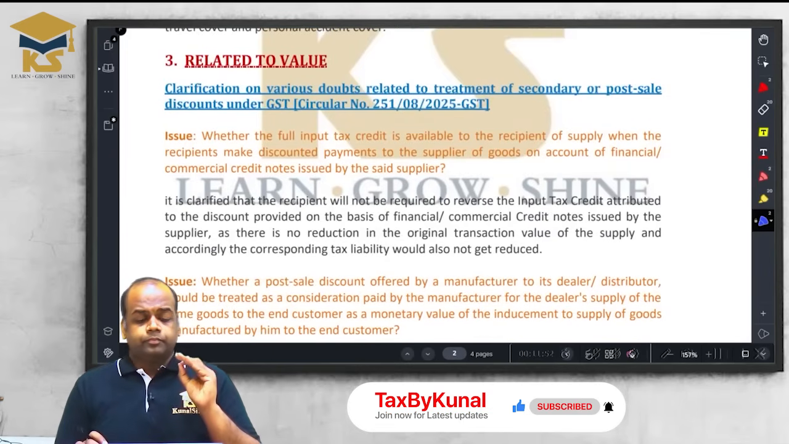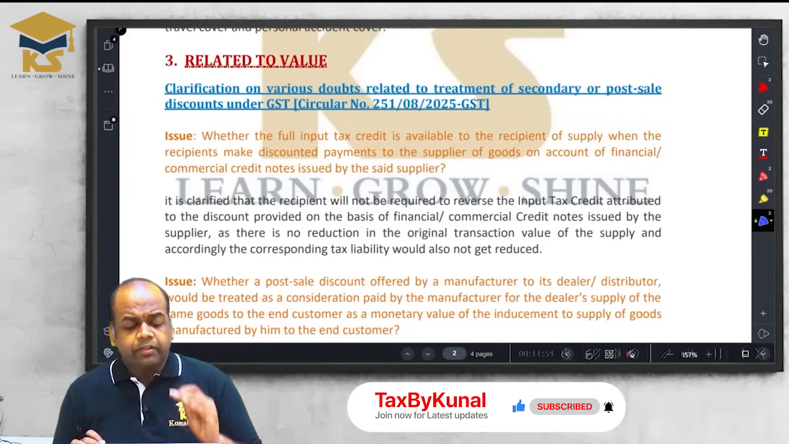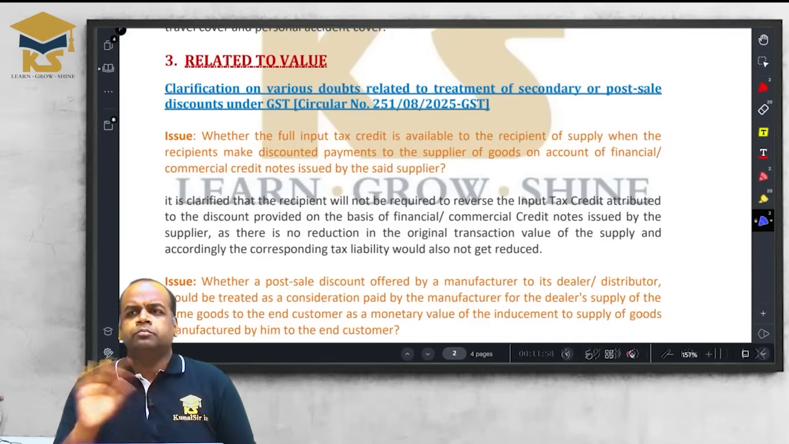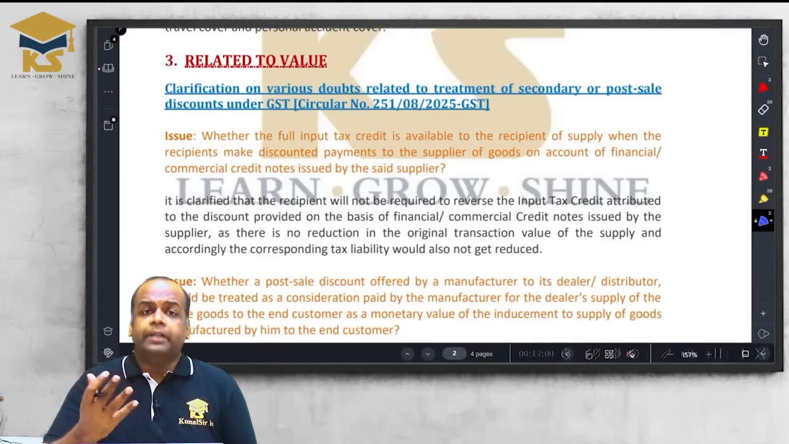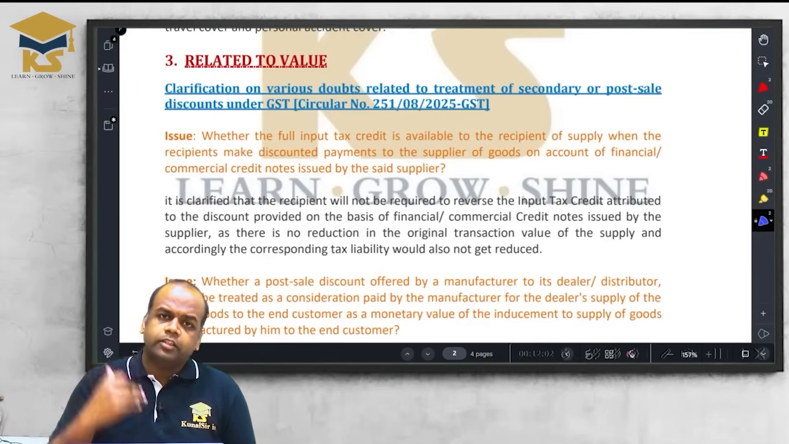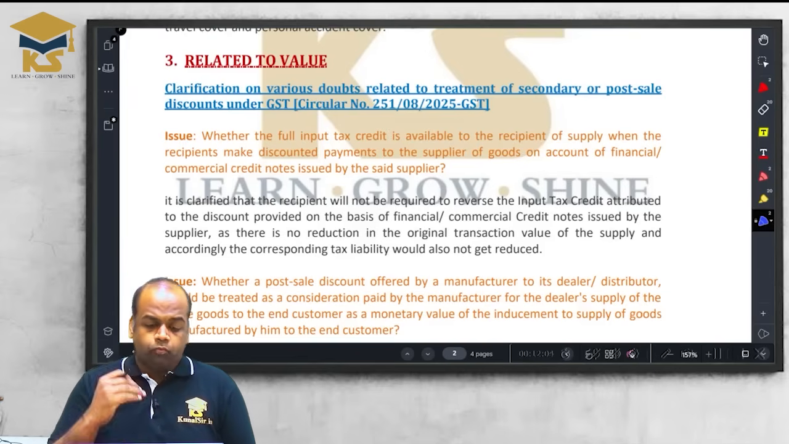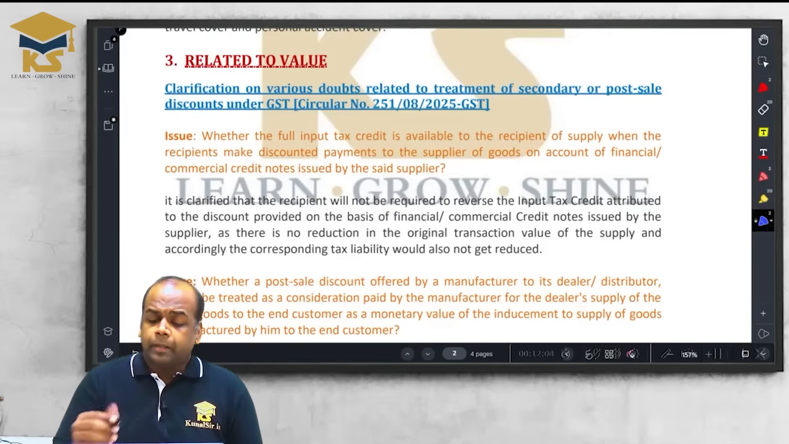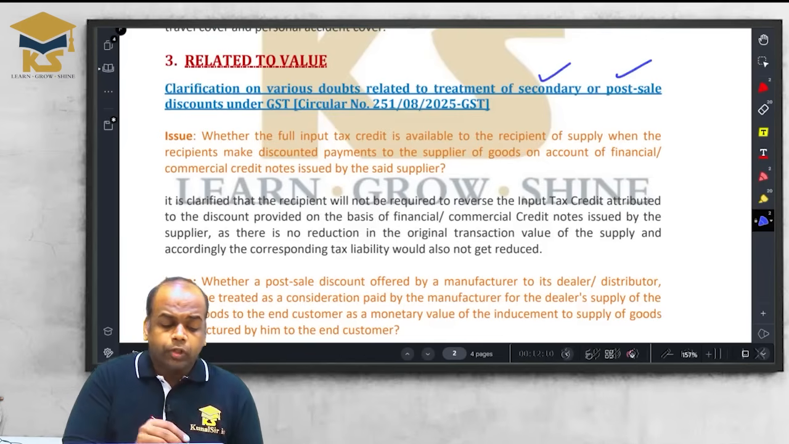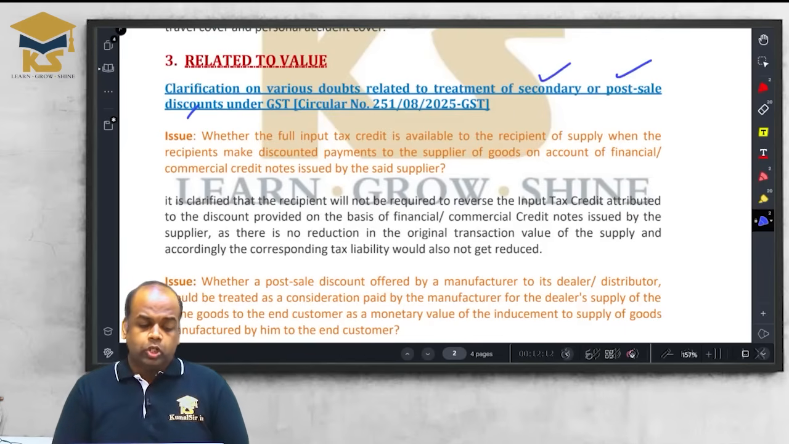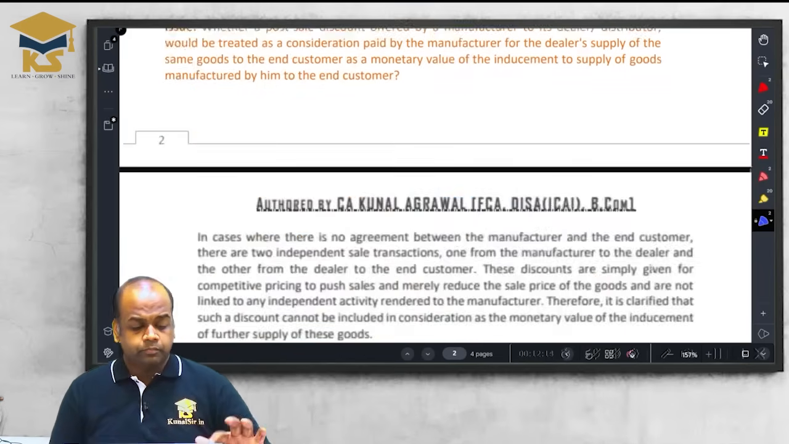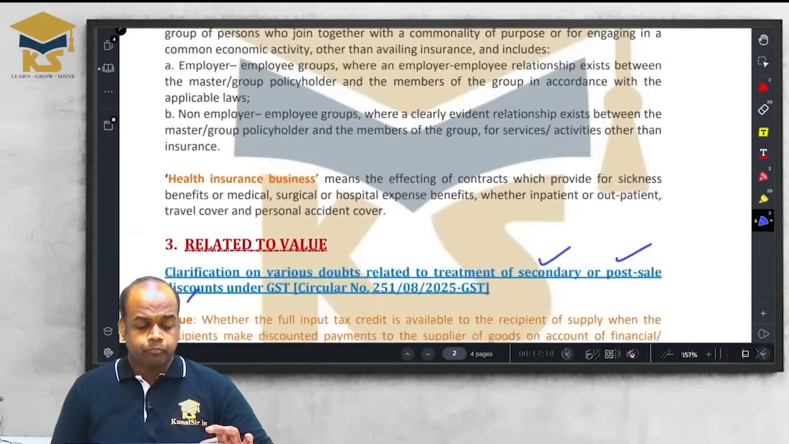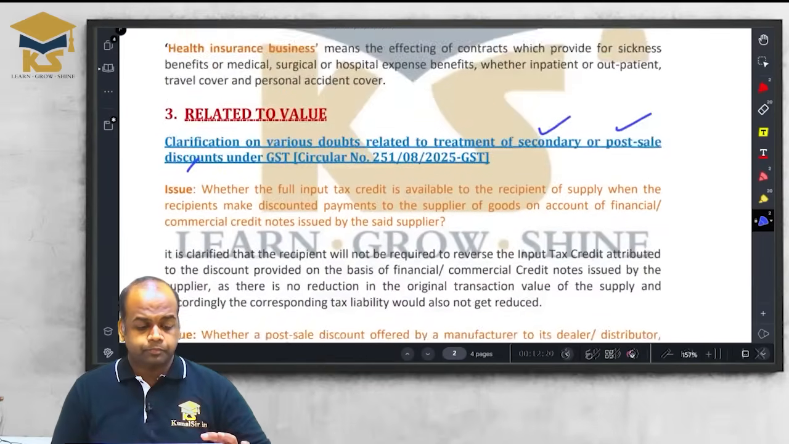Then we have a circular related to value. Now friends, whenever circular is there, it is not an amendment. There is no change in law. It is just a clarification. Now what is this circular? This circular is about secondary or post-sale discount. So total 3 issues are there in this circular. Let's see one by one.